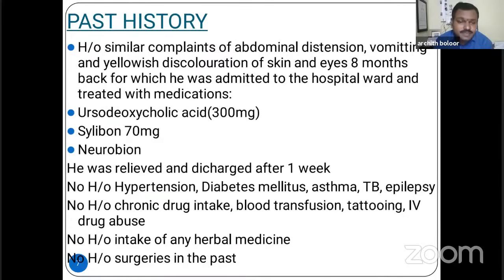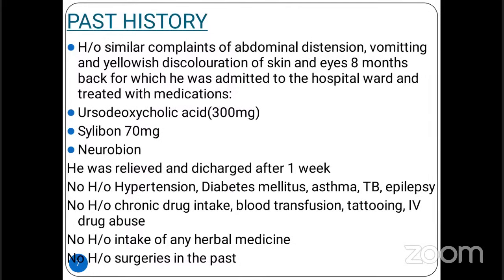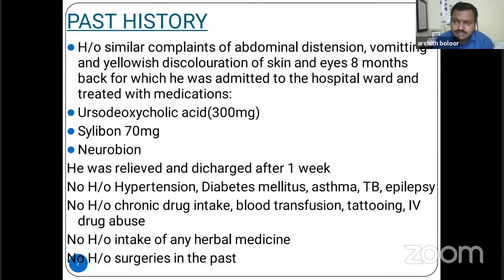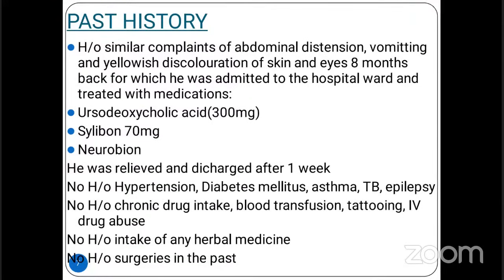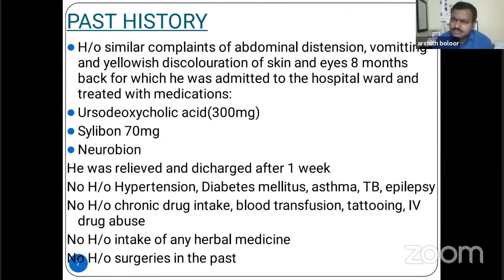Fine. What's the next one you have written? No history of taking herbal medications. No history of surgeries in the past. What's the relevance? Cholecystectomies. What would that tell you? It could be biliary stenosis or stricture, so obstruction. Anything else? During surgeries, if blood transfusion was done, then the chance of infection could be there. That could be one of the things.